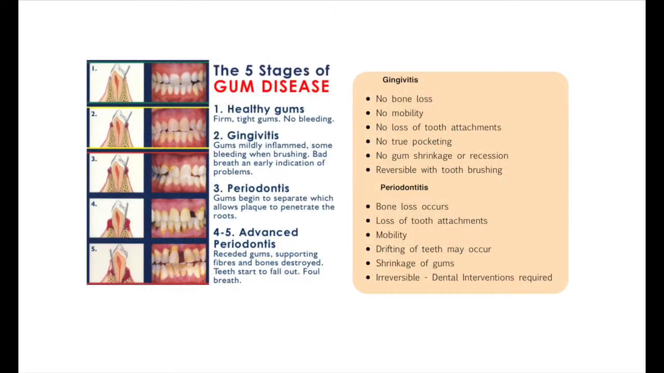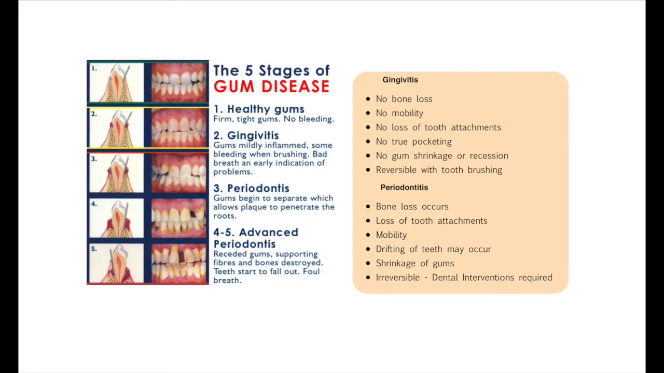The pictures here show the stages in more detail that I have just described. Healthy gums are firm, tight, with no bleeding. With gingivitis, the gums are mildly inflamed. There will be bleeding when brushing, and bad breath may be an indicator. With gingivitis, there is no bone loss, no mobility of the teeth, no loss of structures, and no forming of pockets. No gum shrinkage.